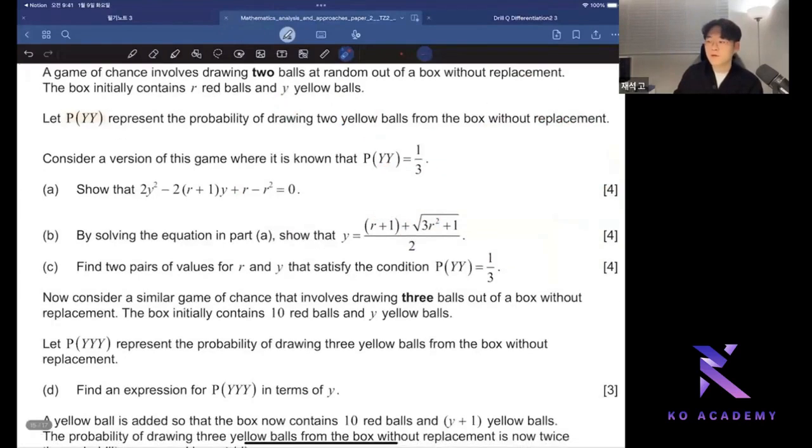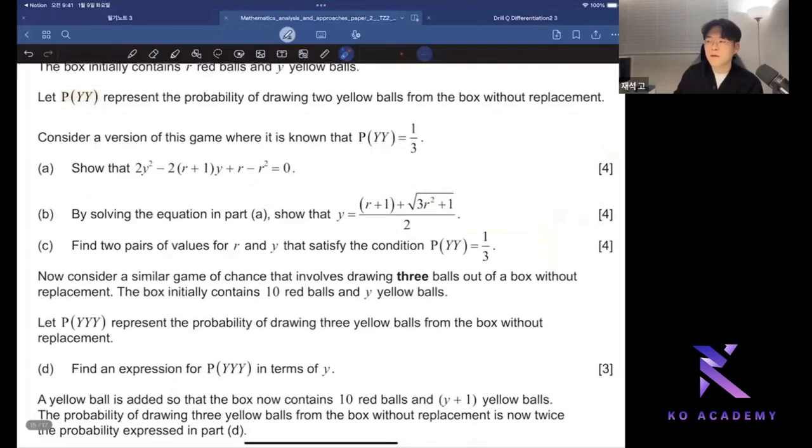Now, what are we trying to find? Are we trying to find R and Y? What are the values of R and Y that make this equal to 1/3? But we found the relationship between the two up to this point, right? So what do we do next?